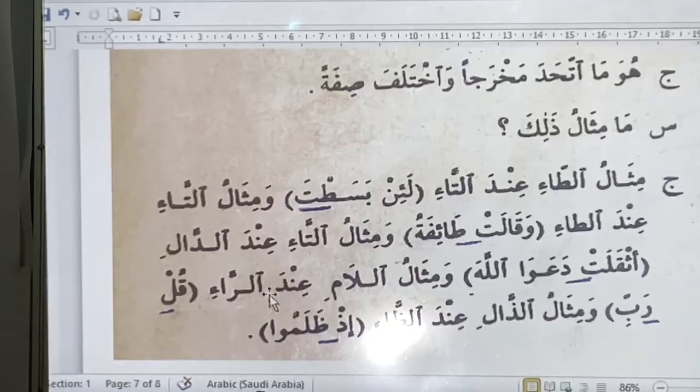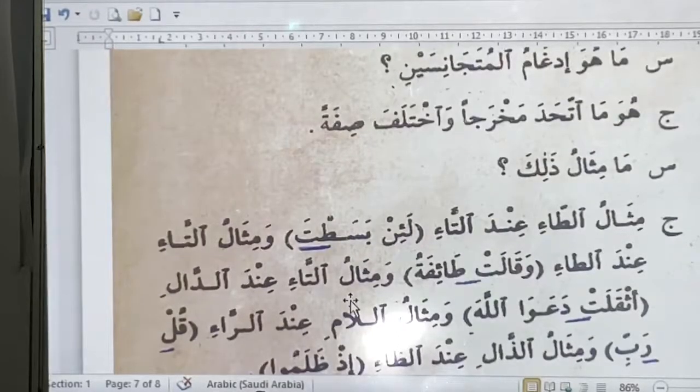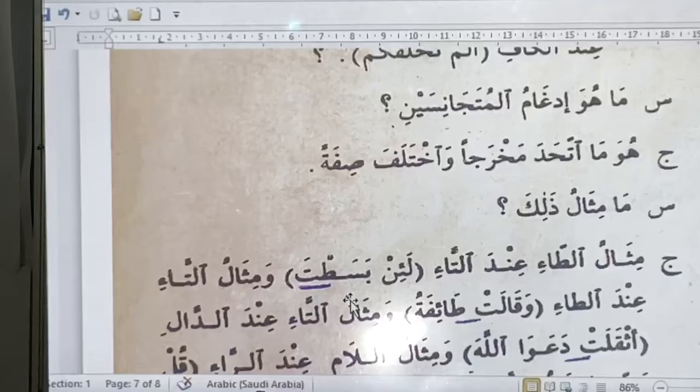So in that case, once you know that when you come across ta and ta, ta and dal, and dhal and dha, you read them by merging together. Or in short, you can just use the definition of al-idgham. By merging, you're supposed to merge.